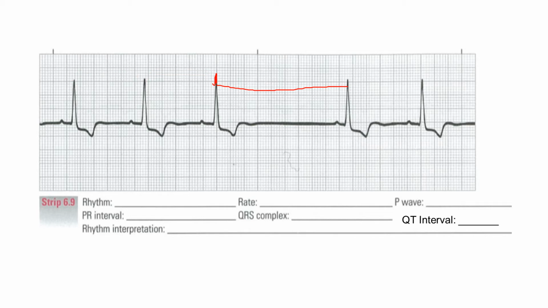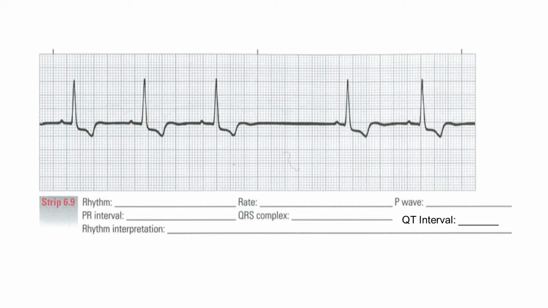We're going to look at the P waves. So you do have P waves. There is a P wave before every QRS. They're all upright. They all look the same. So we're going to call that sinus, because that's where they originated from, the SA node. Your PR interval, you measure from the beginning of the P wave to the beginning of the QRS. Some of them are a little shorter than others, so you might have a range, and this one looks like about 3.5 to 4 boxes. So 0.14 to 0.16.